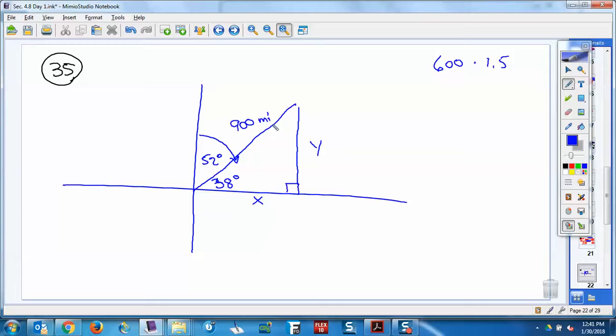Okay? So to find X, what do we use? Find X. Cosine, adjacent over hypotenuse. So cosine of 38 is X over 900. So all you have to do is multiply by 900. And sine for the other one. Sine 38 degrees, Y over 900.